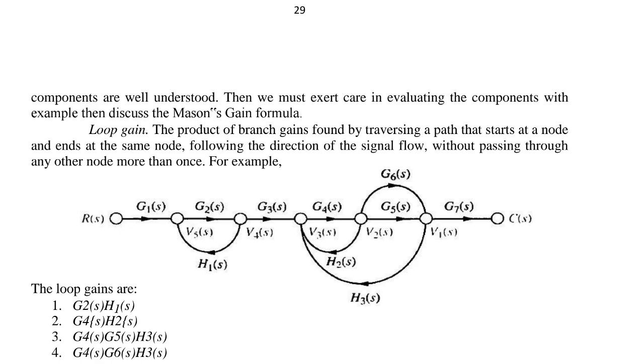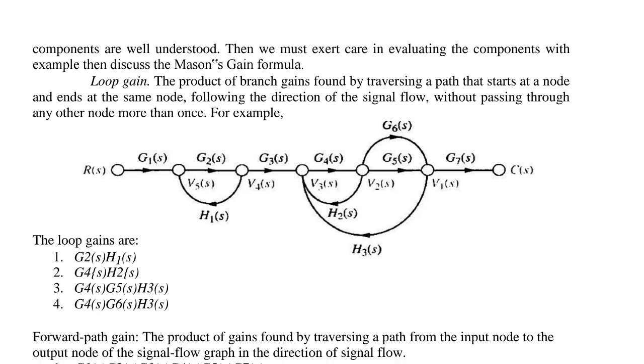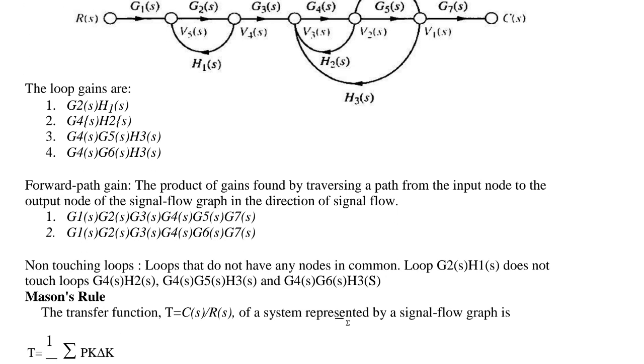So now see the given diagram. How many loops are forming? Simply remember, the loop gain is nothing but a particular branch that starts from one node and then is repeated at the same node with a feedback path. Now see here, the first loop gain is G2 H1 of s and the second loop gain is G4 H2 of s. The next thing is G4 G5 H3 of s. The next thing is G4 G6 H3 of s. So these are the loop gains.